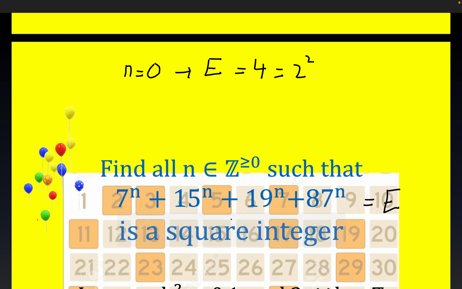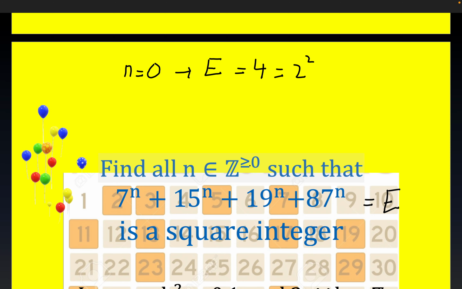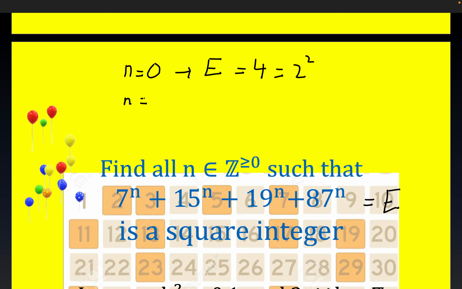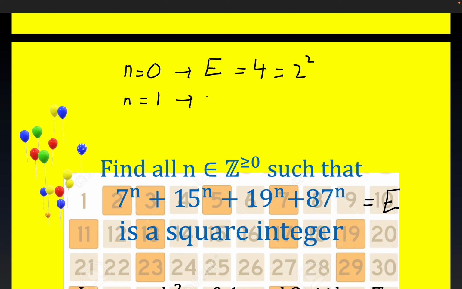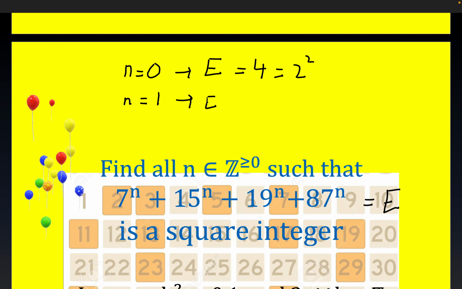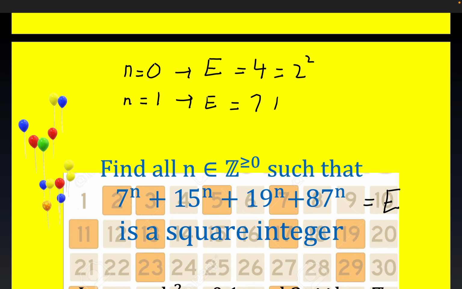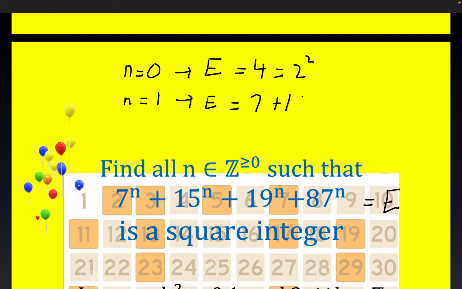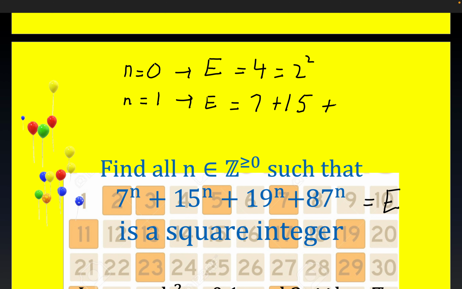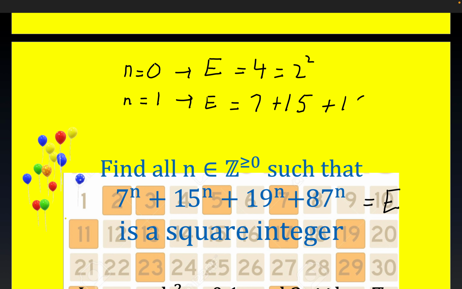So we have 1. It says find all n a member of Z, the non-negative integers, such that the expression is a perfect square. We have 1. Let's check out n equals 1, the last one that's an easy calculation. This would imply that e is equal to 7 plus 15. Anything raised to the first power is the anything, right? Plus 19 plus 87.